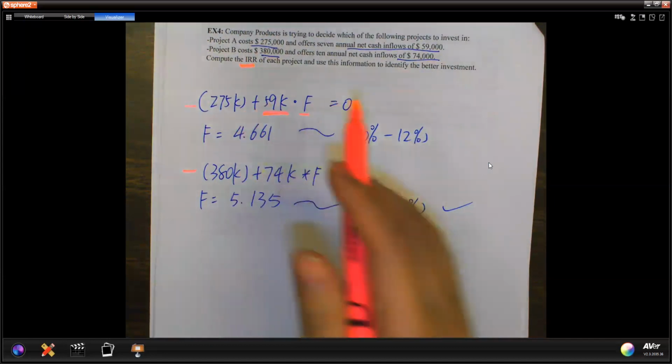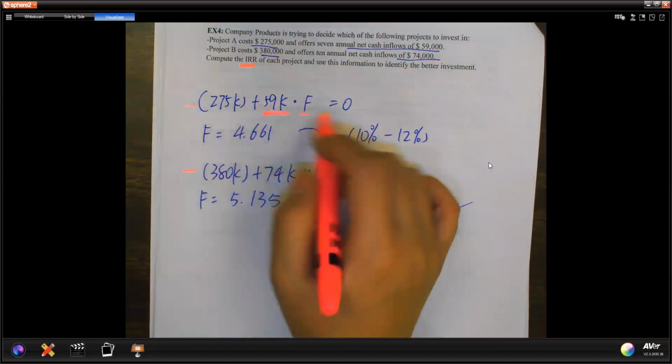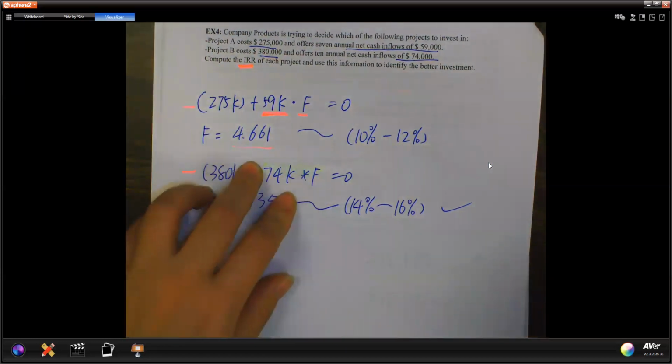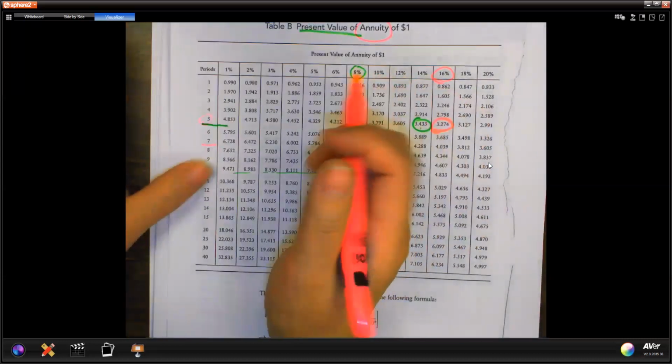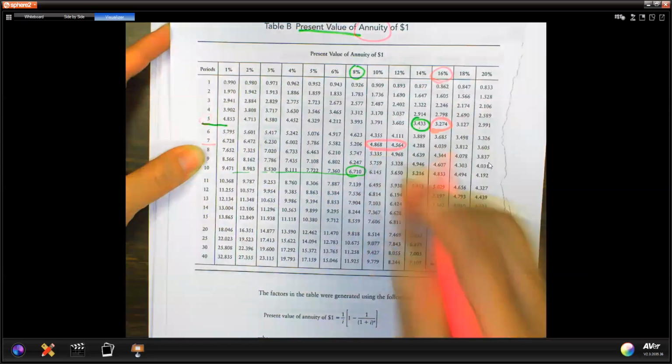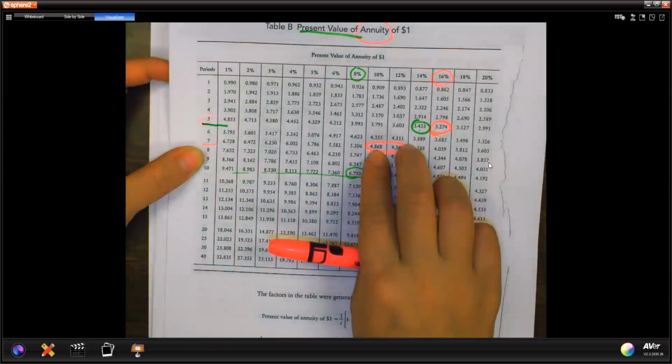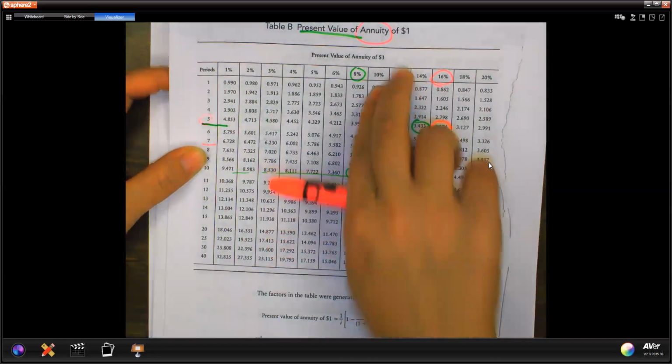For this one, you say you get the NPV equals to 0. You found out that the factor is 4.661, and then we said it's 7 years. So if you look at the 7 years, you don't find 4.661. You found out it should be around 4.564 and 4.868, right? You want to get 4.661, but you don't know, so it's between 10% to 12%.